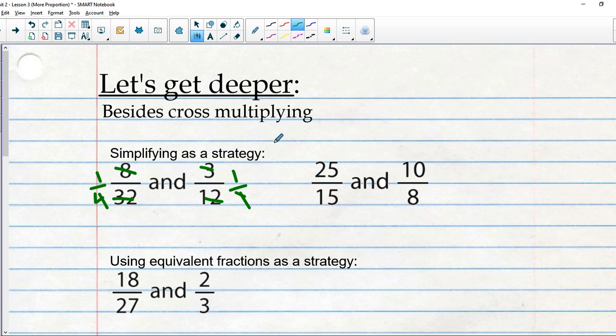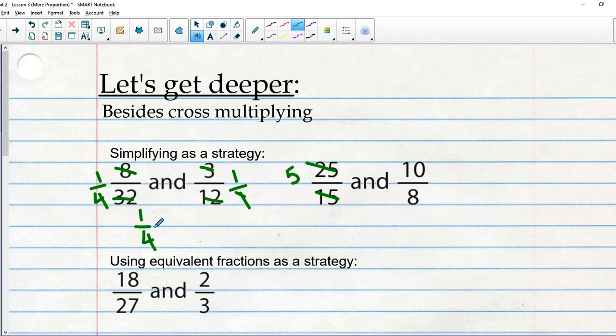Okay, all right, ready? So for the next one, again, press pause if you haven't done so. For this next one, 25 over 15, right? What number goes into both 25 and 15? Yeah, 5. Oh, by the way, look at these two.